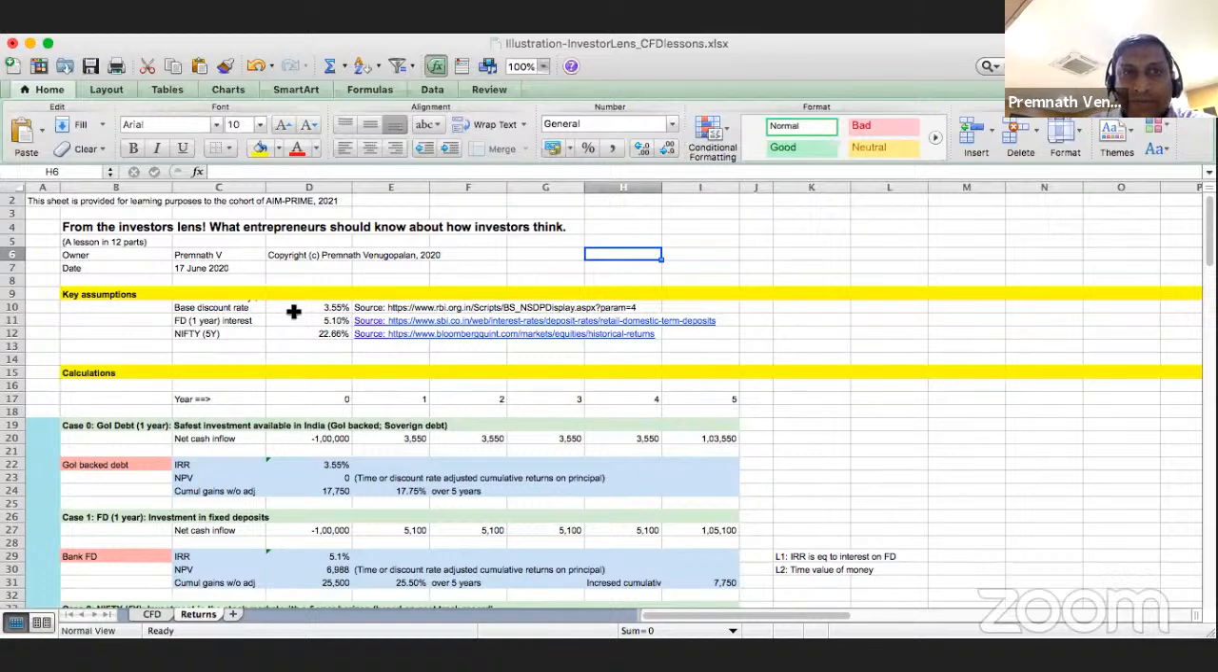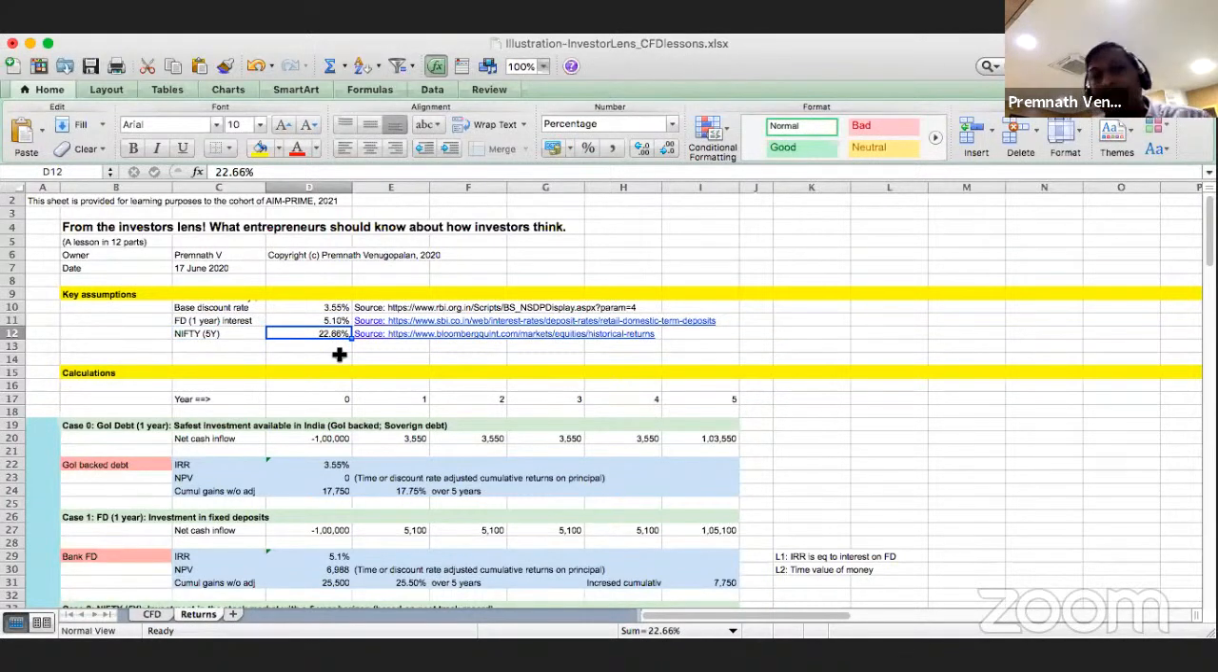I have a few numbers here first. It's the base discount rate, which is 3.55 percent, which is what the government bond pays. The FD, for a simple FD right now, maybe you'll get about 5% for 1 year. By the way, this was done in June last year, so forgive me if the numbers are a little off, but it's okay. Nifty, which is a national stock exchange index, for 5 years would return about 22%. By the way, this is what happened in the past. It may not do the same in the future, but nonetheless, this is a number to keep in mind.